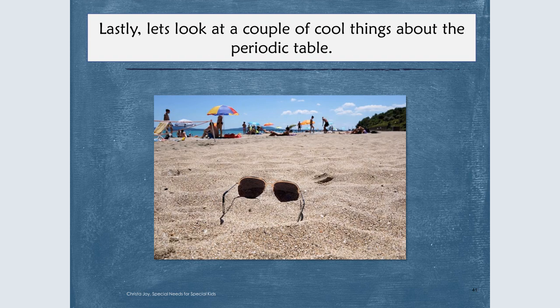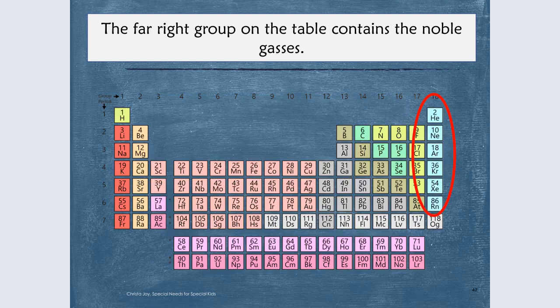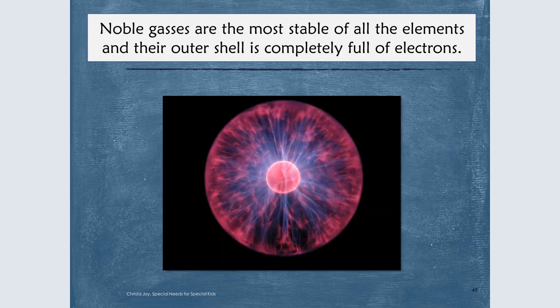Lastly, let's look at a couple of cool things about the periodic table. The far right group of the table is called the noble gases, right? They are unreactive, so that means they don't combine with anything else much. Noble gases are the most stable of all elements, and their outer shell is completely full of electrons.